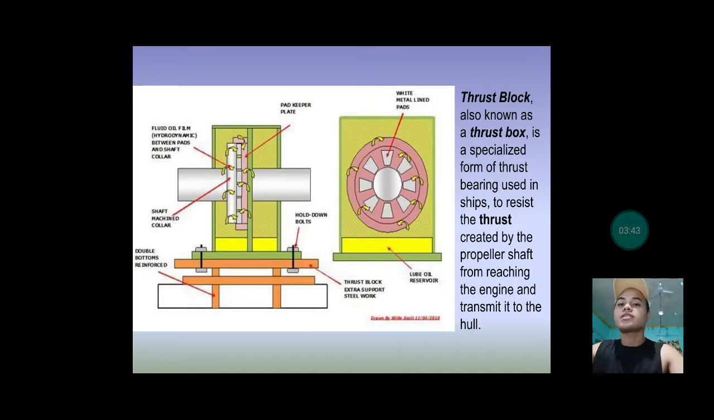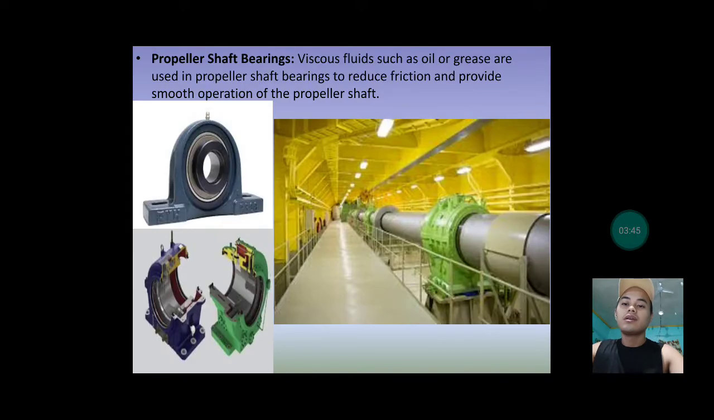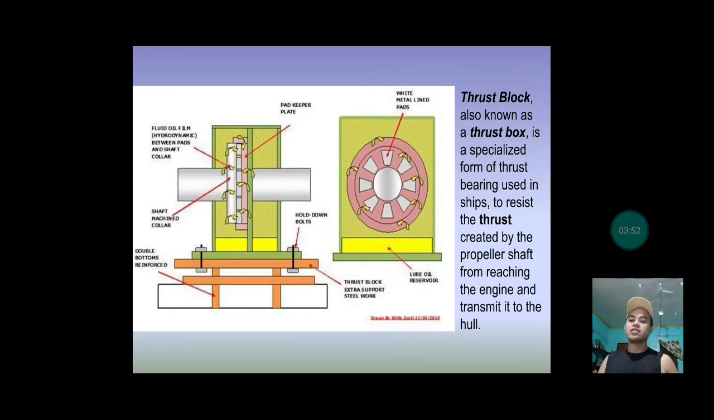So we have also the thrust block. When the propeller rotates, there will be a forward force produced from the propeller toward the engine. To protect against that thrust force, there must be a thrust block installed between the engine and the propeller to prevent the thrust force from damaging the engine or the crankshaft.